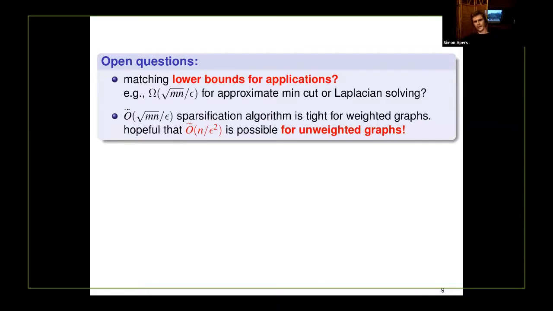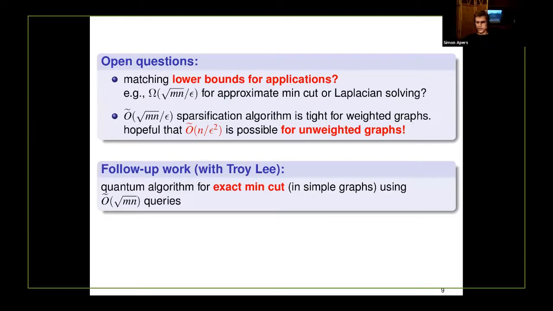And then a question that I think is maybe even more interesting is that we showed that our sparsification algorithm is tight up to log factors. But this is for weighted graphs, and the lower bound explicitly uses the weights in the graph. We're actually hopeful that for unweighted graphs, you can get it down to tilde n over epsilon squared, which is optimal, of course, because the sparsifier basically has size tilde n over epsilon squared.